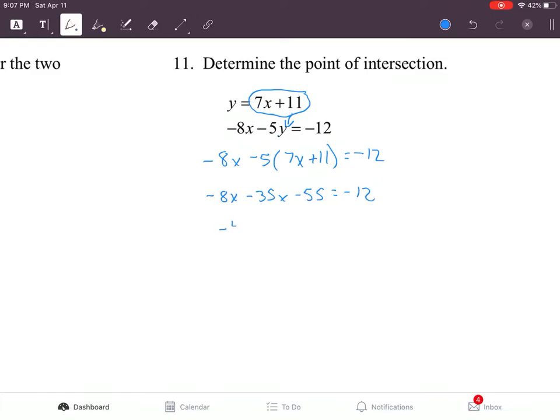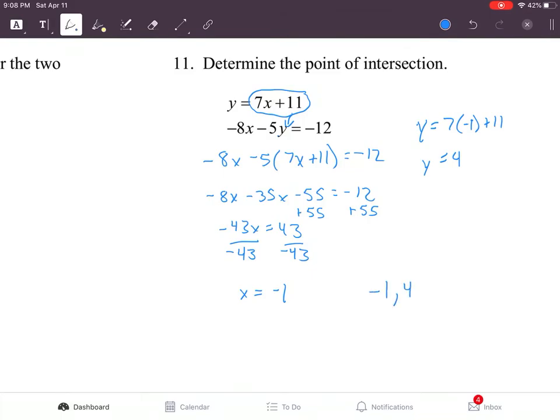I combine the x's together, I get negative 43x. And I'm going to add 55 to this side, and it'll equal 43. I divide both sides by negative 43, and I have x equals negative 1. Again, I have to put that answer back into one of the equations. I'm going to put it in the top one. y is equal to 7 times negative 1 plus 11, and y will equal positive 4. Again, because it is a point of intersection, I'm going to write it as a point. Negative 1 comma 4.